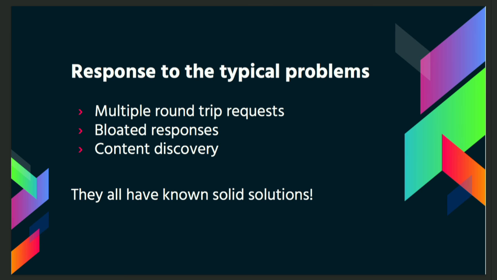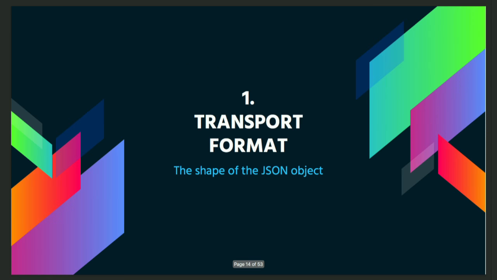Another problem is with content discovery. I said that you, as a front-end developer, go to the server and ask for Article 12. But how do you know that you need to request Article 12? How do you discover that content? So these are typical problems, and they all have known solutions. And good news, pretty much every framework that attempts to solve this solves them in a very similar way. So that may mean that it's a good solution.